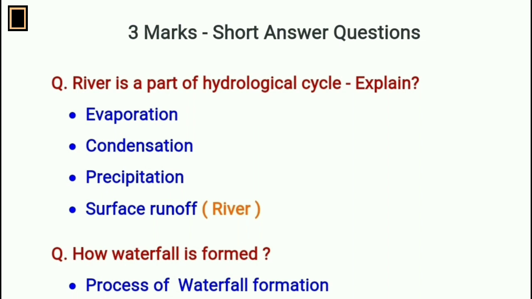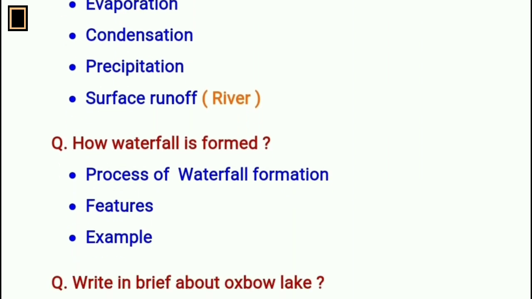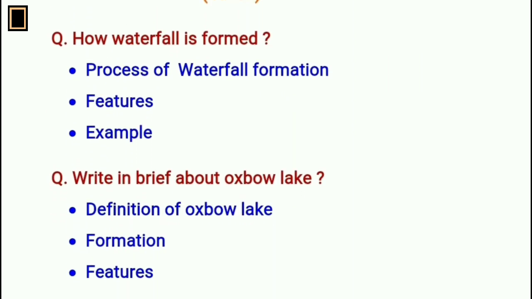The second question of 3 marks is: how is a waterfall formed. In that case, you have to write the process of waterfall formation, features of waterfall, and an example like Angel Falls, Yoke Falls, Niagara Falls, etc.